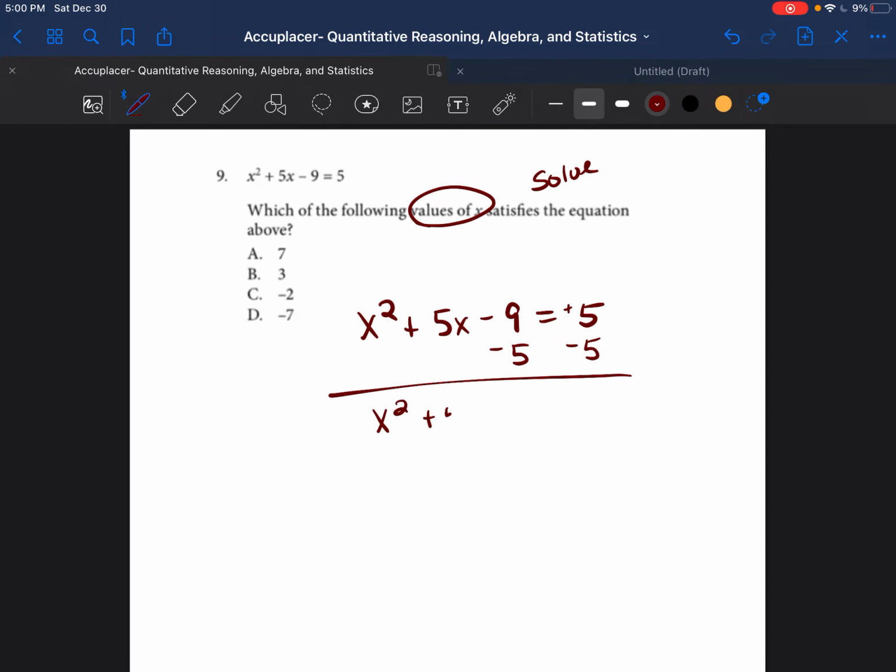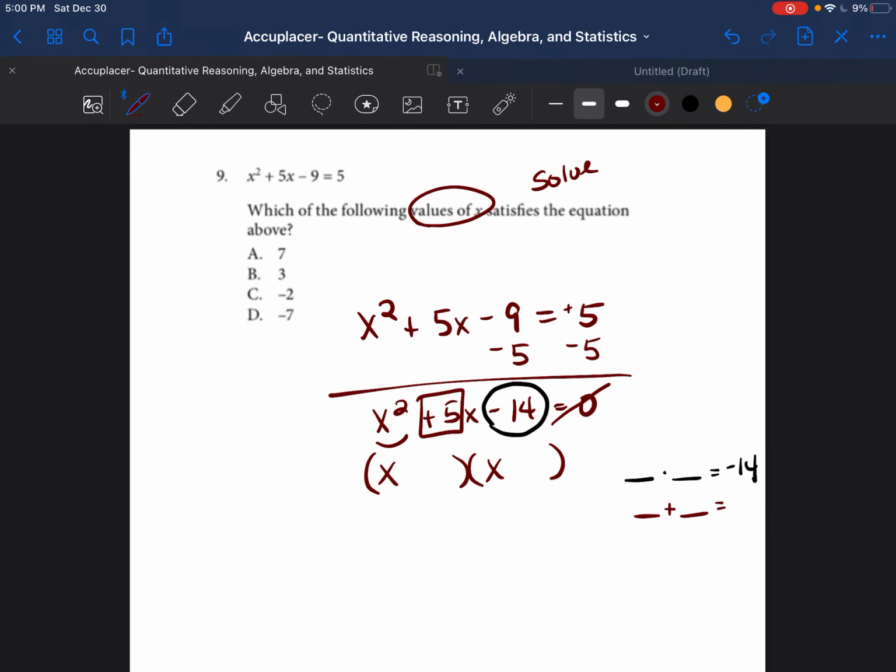We're left with X squared plus 5X minus 14 is equal to 0. We can just drop the equal to 0, and now we just have X squared plus 5X minus 14. Let's go ahead and factor this trinomial. We're breaking down the X and X. As a reminder, we need two numbers that multiply to get the last number, negative 14, and the same two numbers need to add to get the middle number, positive 5. So 7 times negative 2 is negative 14, but 7 plus negative 2 is 5.